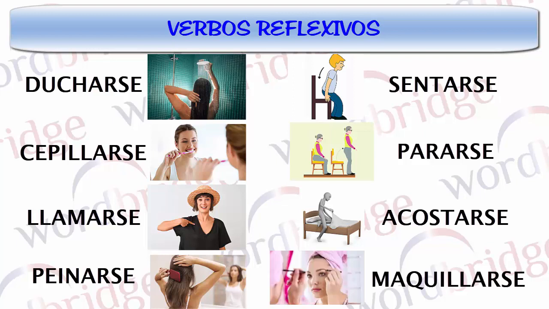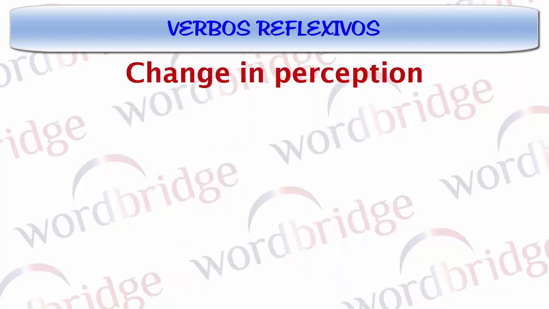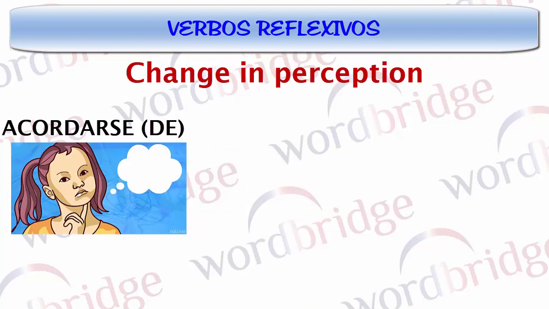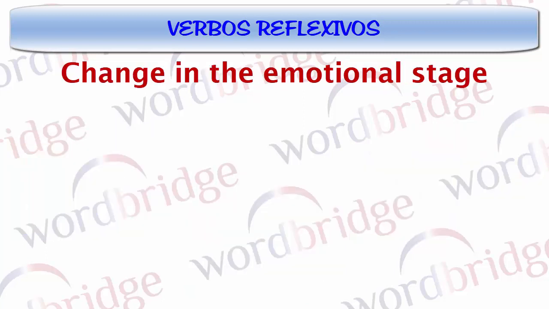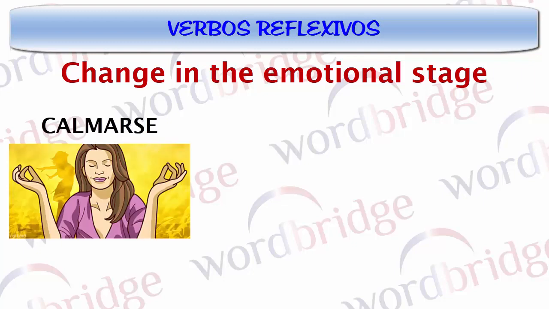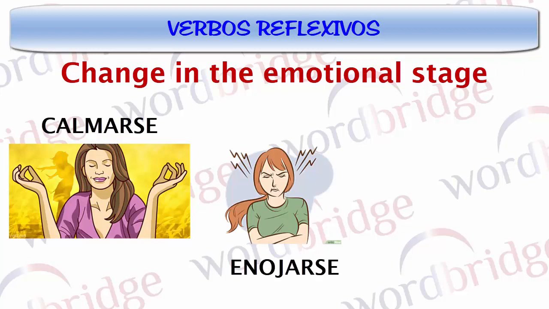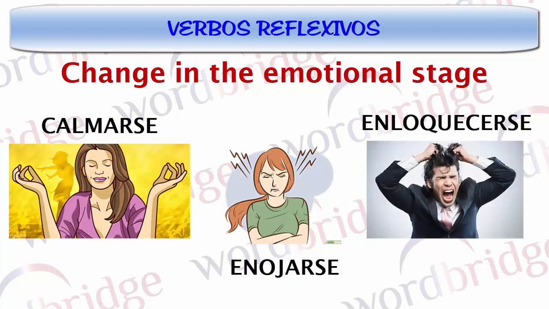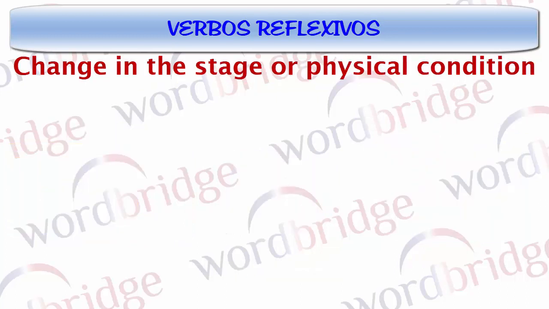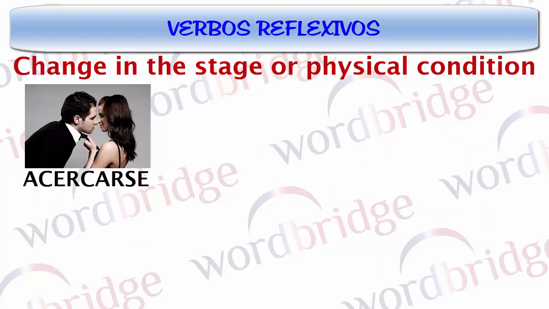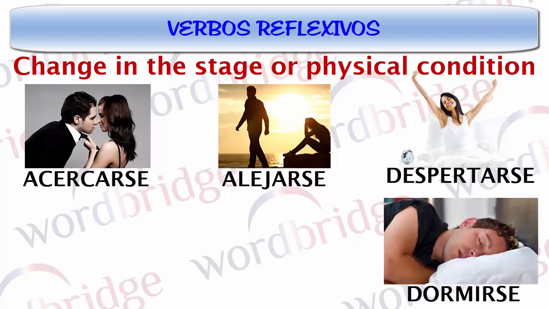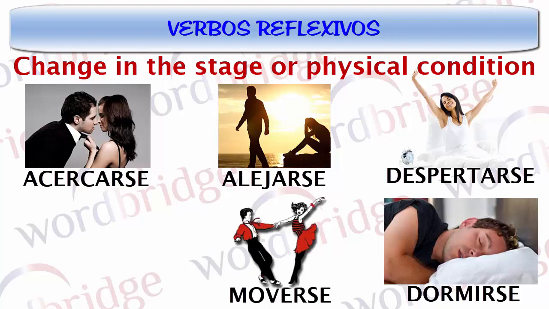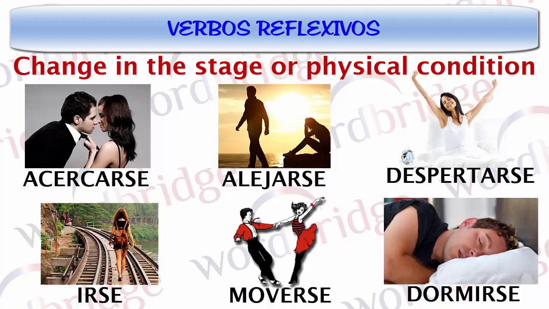Maquillarse, to put makeup. Other reflexive verbs also indicate a change in perception. Acordarse, to remember. Enterarse, to find out. Olvidarse, to forget. Others indicate a change in the emotional stage. Calmarse, to calm down, enojarse, to get angry, enloquecerse, to go crazy. Others indicate a change in the stage or physical condition. Acercarse, to get close, alejarse, to get away, despertarse, to wake up, dormirse, to go to sleep or to fall asleep, moverse, to move, irse, to leave.